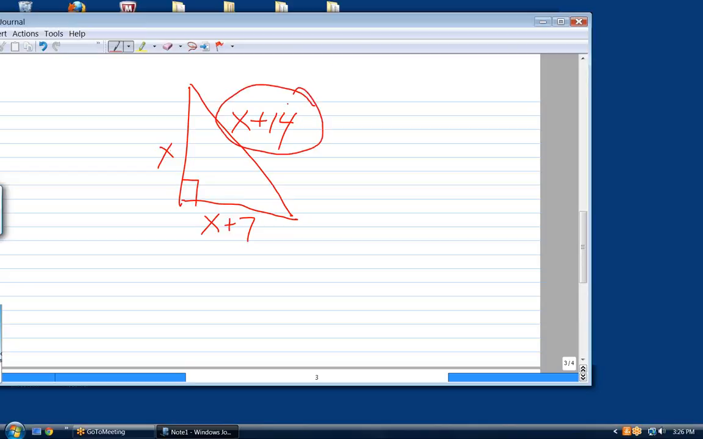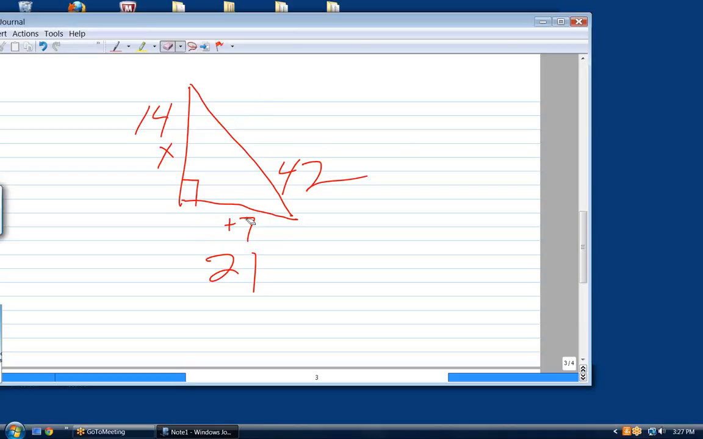And this isn't right either, because if x was, say, x was 14, well then this one wouldn't be x plus 7. This is a 2 multiple. This one would have to be 21. And this one would have to be 3 multiples of 14. This one would have to be 42. So it's not x plus 7 or x plus 14. It's x times 2.